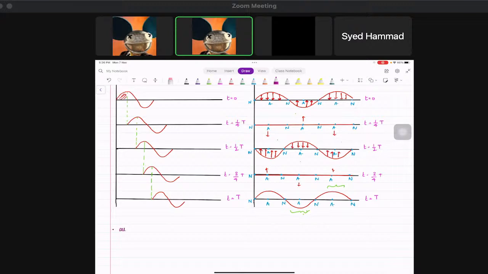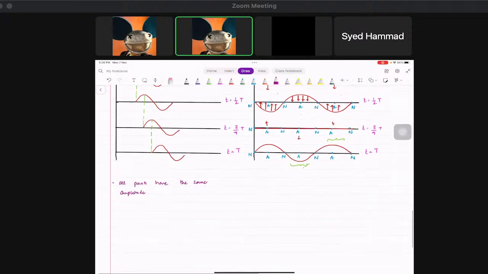All points have the same amplitude for the progressive wave because they all get the chance to go at the top or below. Then crests and troughs move along the wave, like you can see.